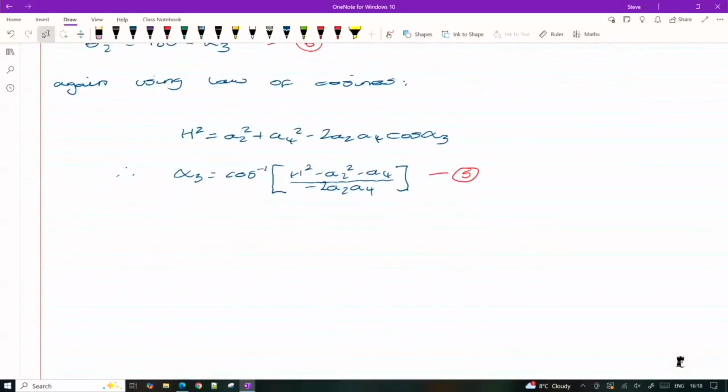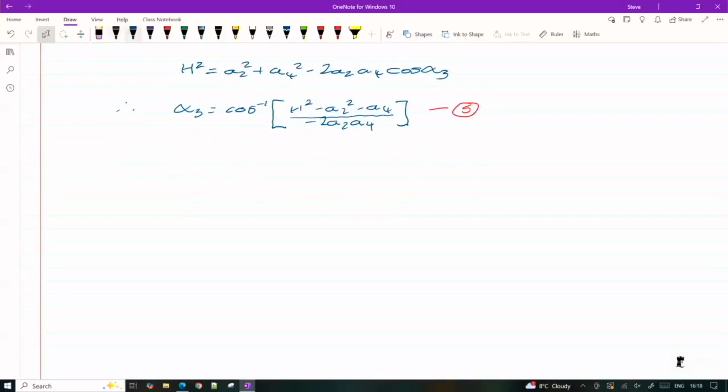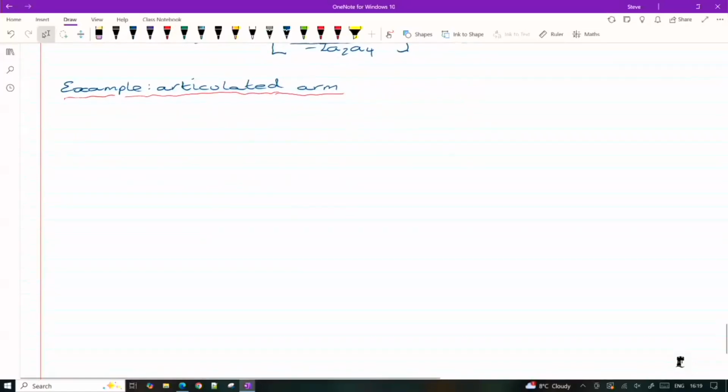Okay, so finally what I want to touch on, and this is kind of linked to the coursework, so I'm not going to do the whole solution, so I just want to touch on things that you may need to think about.